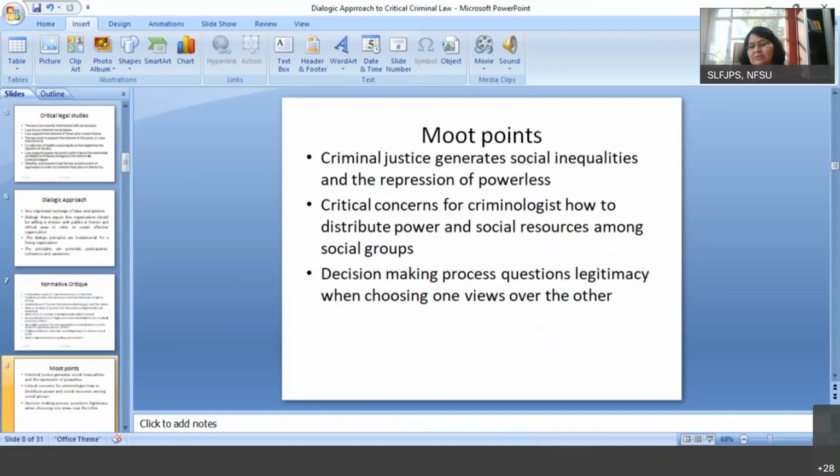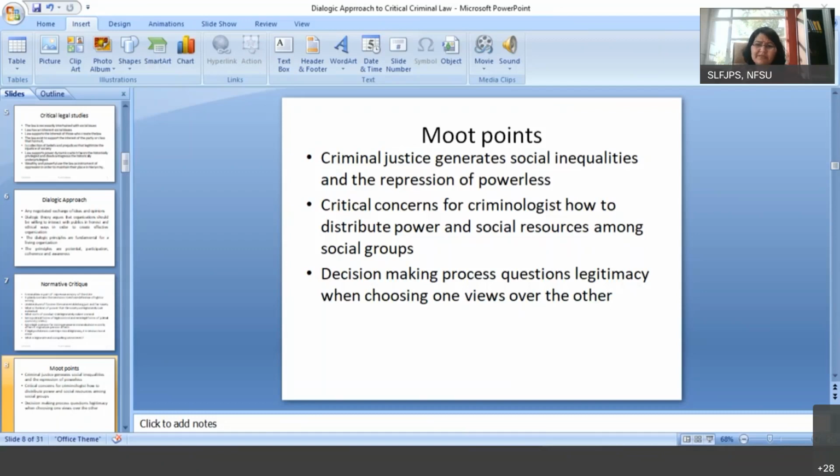we need to ask ourselves the moot points in the criminal justice administration system: criminal justice generates social inequalities and the repression of the powerless. There are n number of studies that have already been done with reference to how criminal law is always operating against the interests of the poor person in the society.